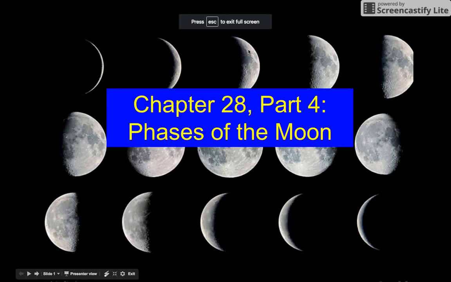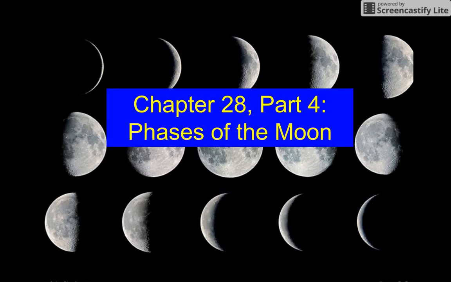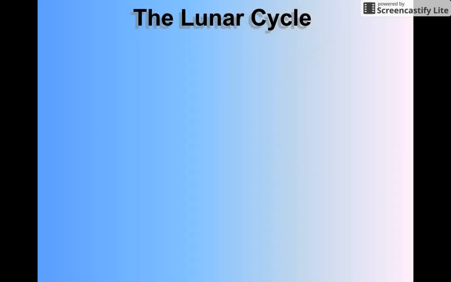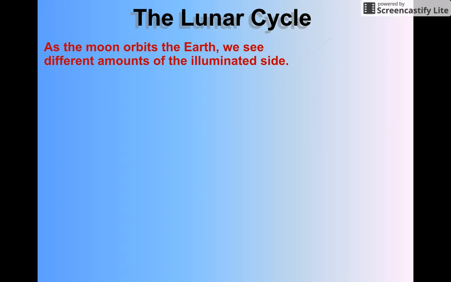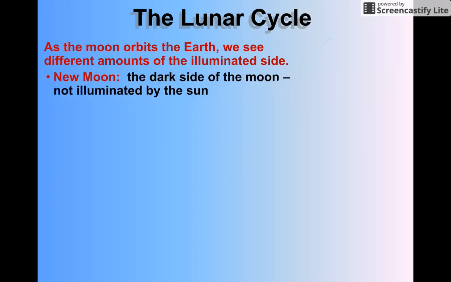Chapter 28, Part 4, Phases of the Moon. I briefly mentioned phases of the moon in Part 3, but here we're going to focus on them. You do need to know the different phases. The moon has a series of phases that it goes through called the lunar cycle as the moon orbits the Earth. We see different amounts of the illuminated side.